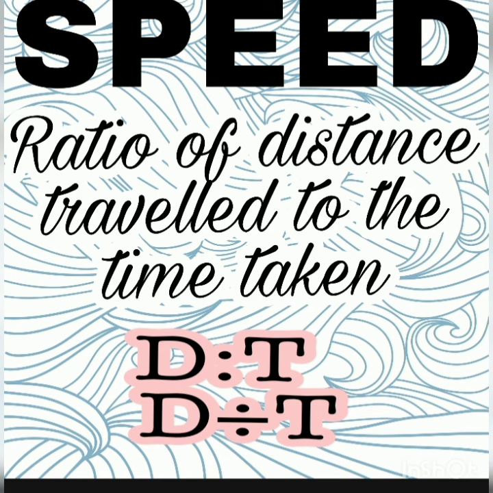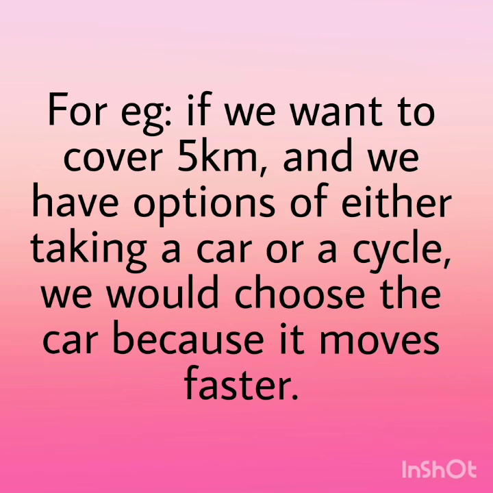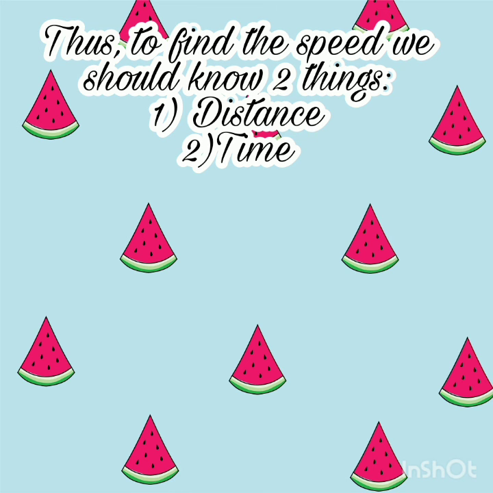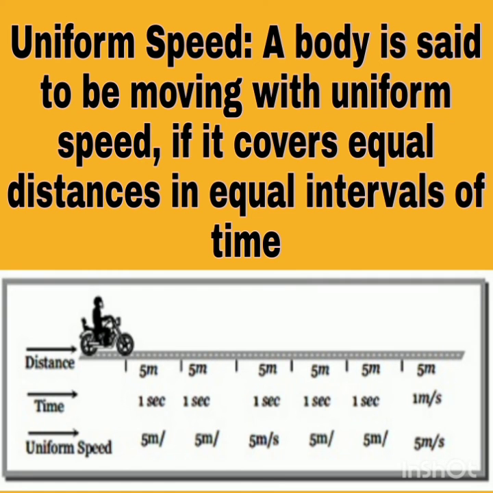In comparison, speed is the ratio of distance traveled to the time taken. We can write it as distance ratio time or distance upon time. For example, if we want to cover 5 kilometers and we have options of either taking a car or a cycle, we would choose the car because it has more speed. Thus, to find the speed, we should know two things: distance and time.